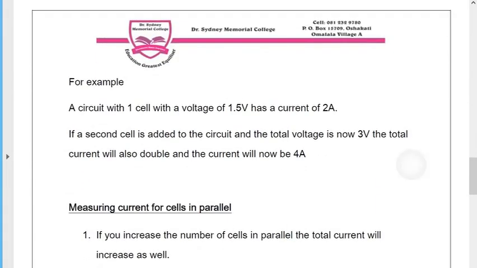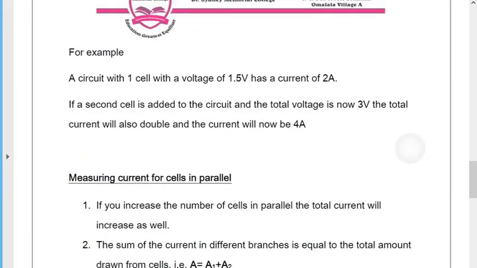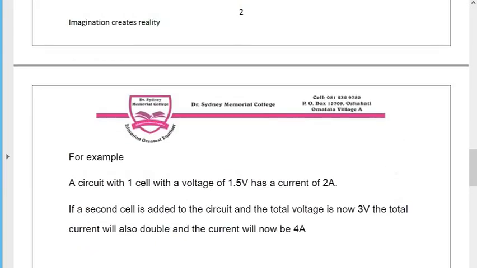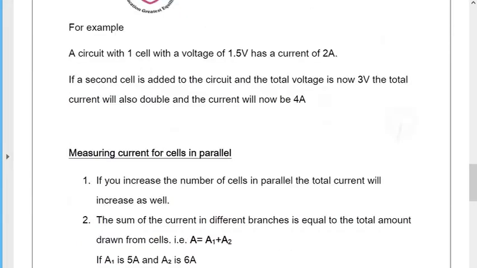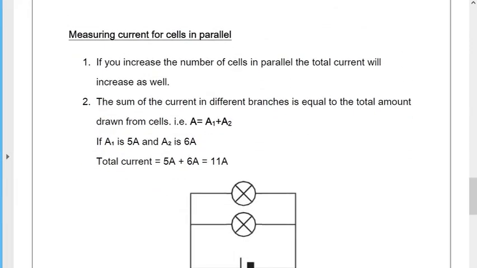cells that are there. So if we had one cell, and this is just an example, providing a current of 2 amperes, you'll find that if we were to double the voltage, we might also find a doubling in the current in that particular circuit. So it's important to note that for a series circuit, when we double the number of cells, we consequently also increase the current that is flowing through that particular circuit.